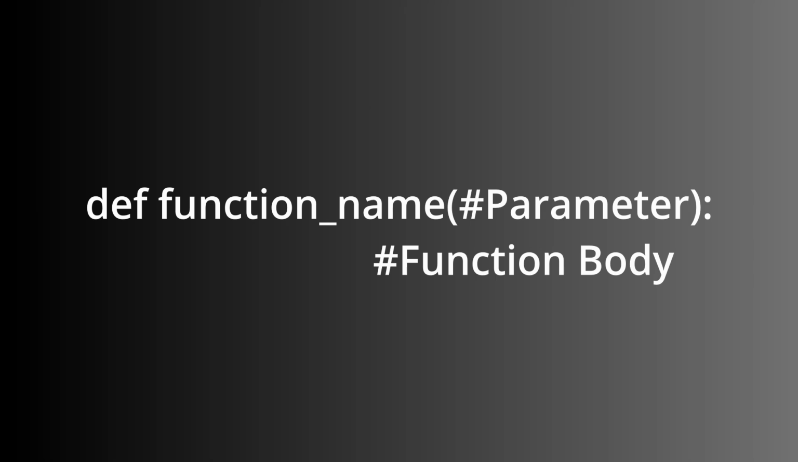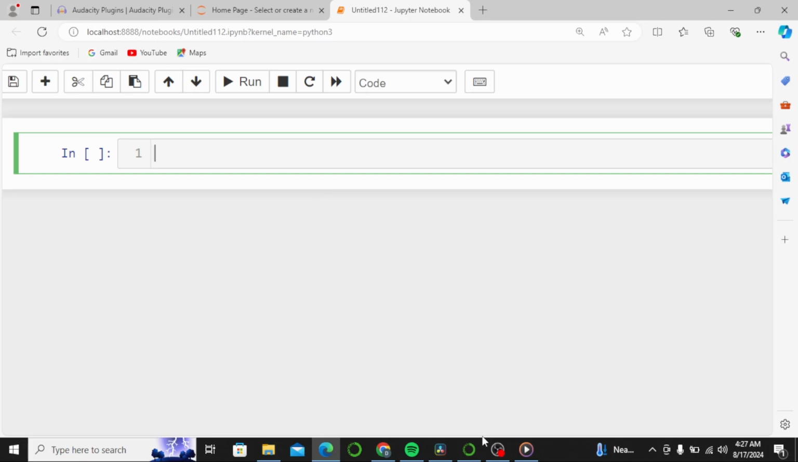The function name should be meaningful and describe what the function does, because it will be very helpful for us in long codes. Inside the parentheses, we can optionally pass parameters to the function that will influence its behavior. Inside the function body, we can write any code that we want to be executed when the function is called. Now let's look at some examples.